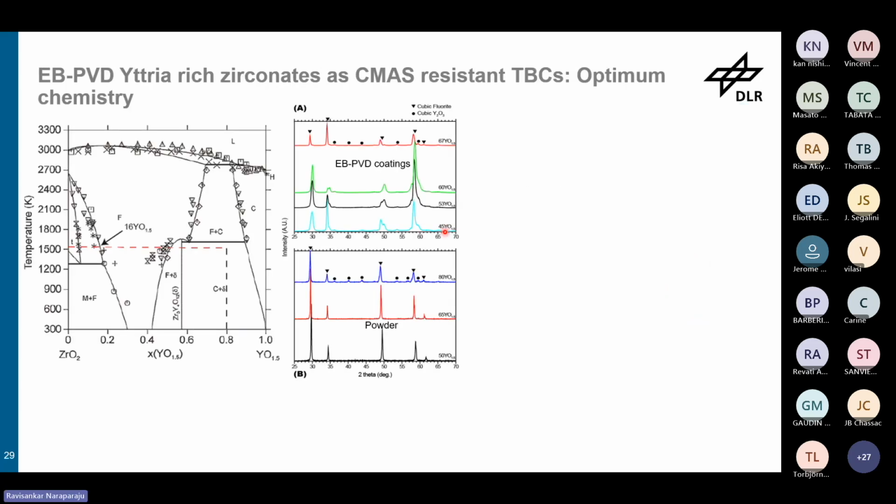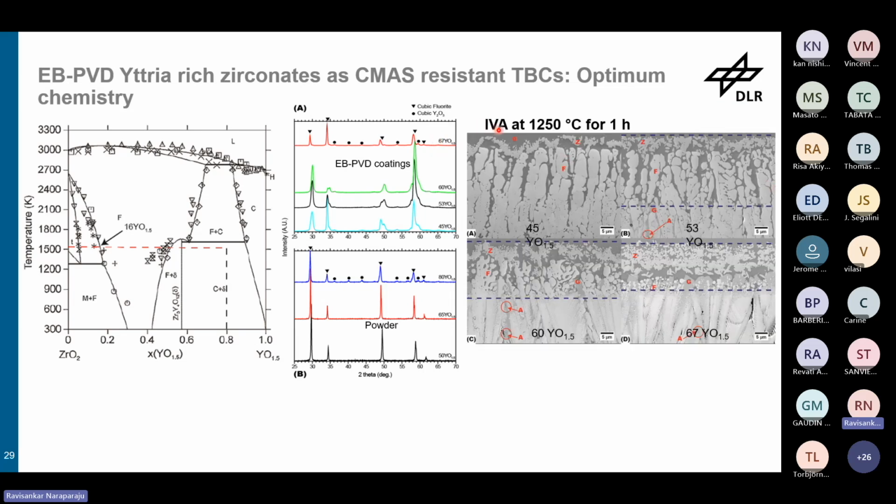And we have created 45 to 67 yttria-rich zirconates, and then we put some Iceland volcanic ash on top. As you could clearly see, with 45%, no big reaction happened, and the CMAS was infiltrating. As you go up with yttrium oxide, by 67% concentration, we could see the reaction happening. Some garnets are building, and also apatites are building. So in the one experiment, we figured out that 67 yttria-stabilized zirconia is much better for CMAS resistance.